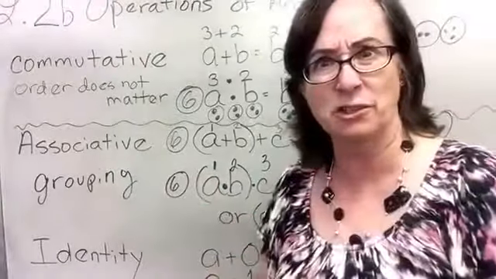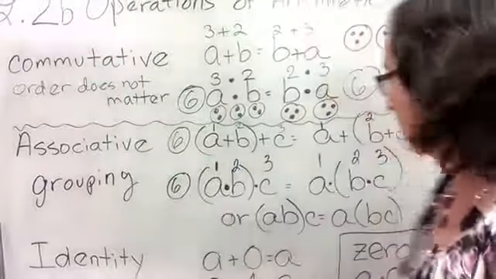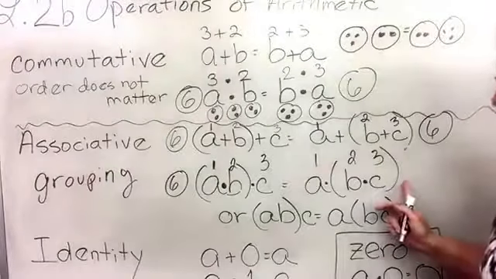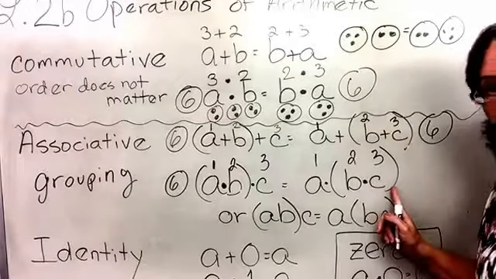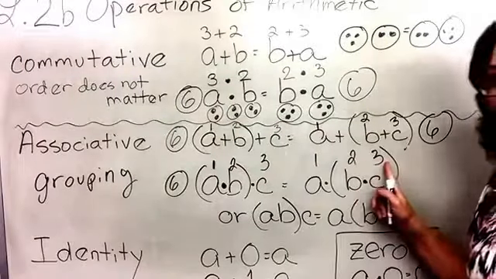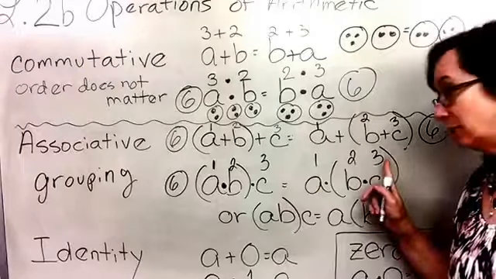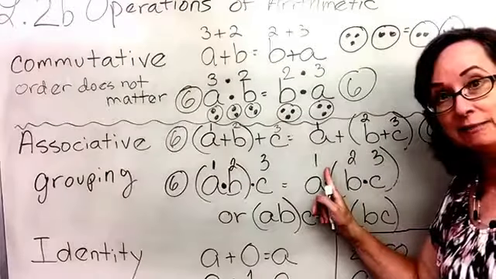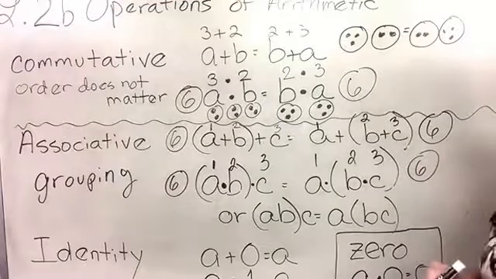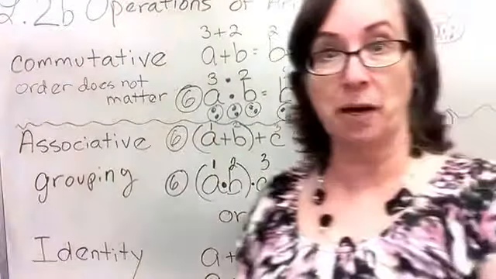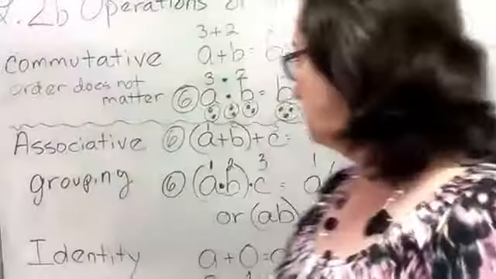Looks like all the answers are going to be 6. We'll have to fix that, okay? And then over here, we have 2 times 3. The B and the C are grouped together. 2 times 3 is 6. But then we take that 6 and we multiply by 1, and we get 6. We still have 6. Okay, so that is the associative property of addition and multiplication.